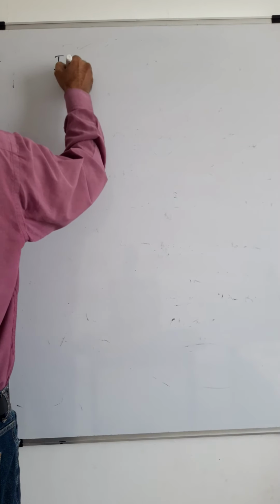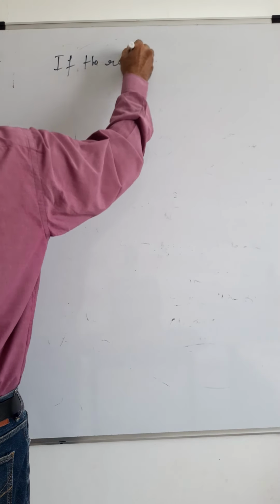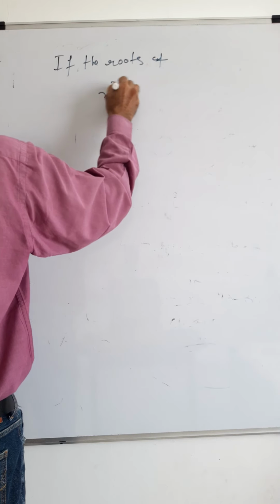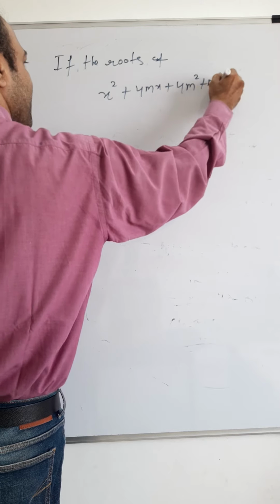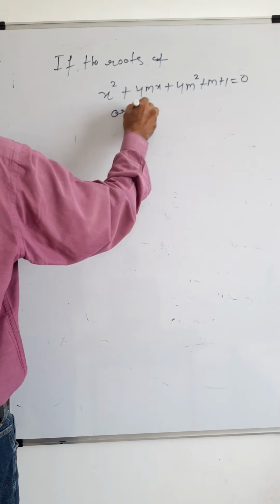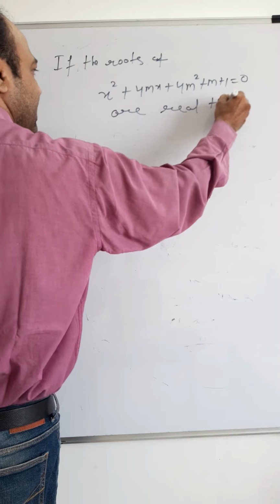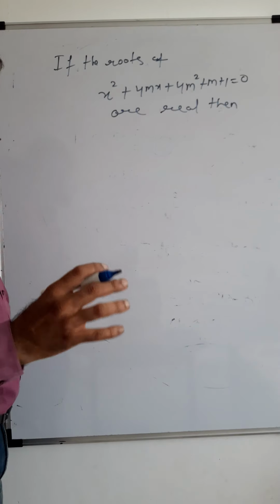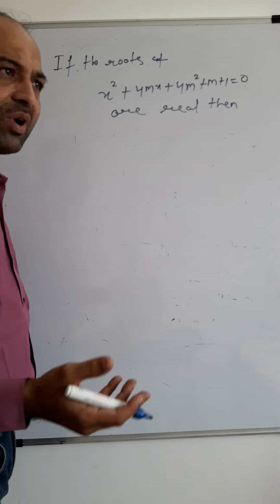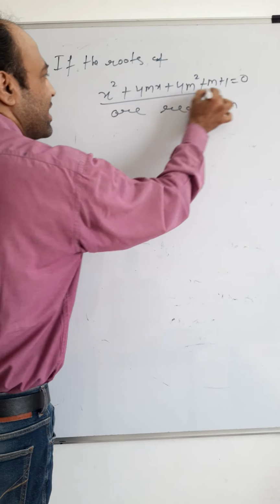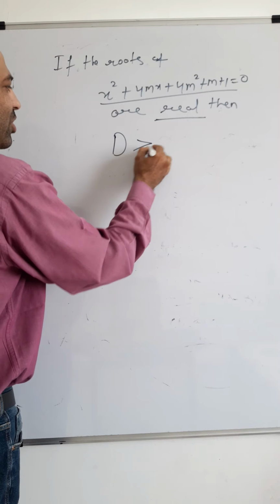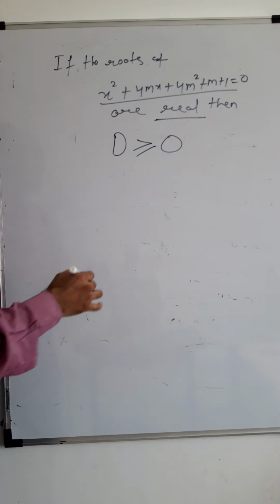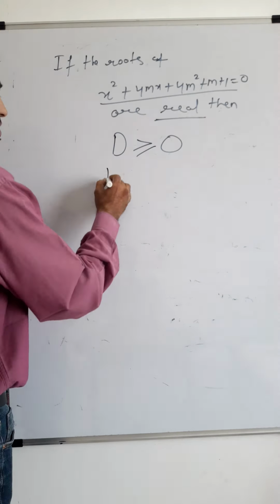If the roots of x square plus 4mx plus 4m square plus m plus 1 equals 0 are real, then we have to get the correct option: m greater than 1, m less than 1, or m equals 1. So what is given for this quadratic equation? Roots are real. So when roots are real, it means what? D greater than or equal to 0, correct? So b square minus 4ac must be greater than or equal to 0.